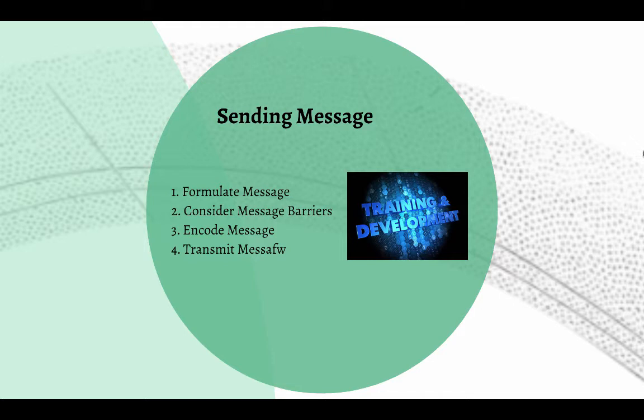These barriers may include your own experience, your student's experience, the terms you will use, and even your feeling towards the subject or that of the students. External barriers and environmental factors such as noise must also be considered. Third, you encode the message, that is, you put the message into the words you want to use. Lastly, you clearly communicate or transmit the message.